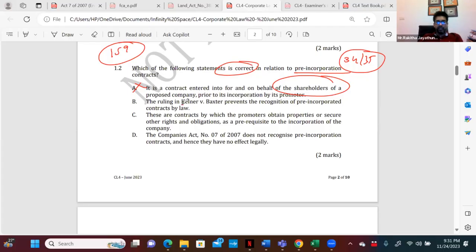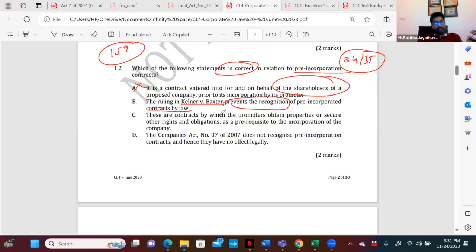The ruling in Kellner versus Baxter prevents the recognition of pre-incorporated contracts by law. Now, Kellner versus Baxter, I must tell you, that's a UK judgment, and as I told you, has no relevance to the pre-incorporation contracts law in Sri Lanka, because according to UK law, pre-incorporation contracts cannot be ratified. Now, here they say it prevents the recognition of pre-incorporation contracts. That is also not correct, but only that they cannot be ratified.